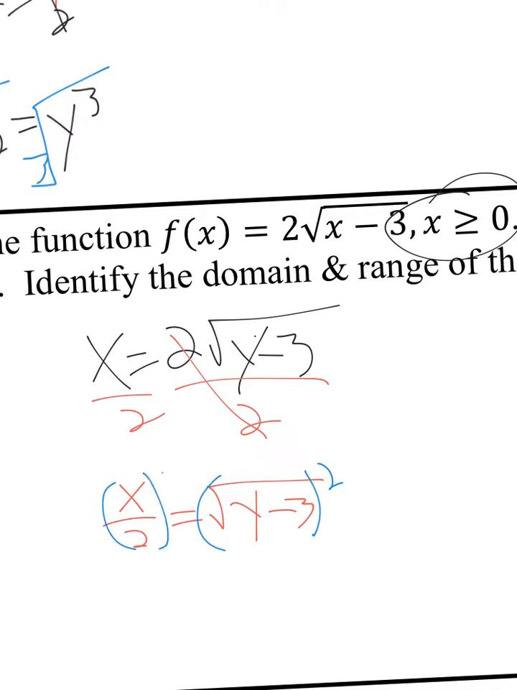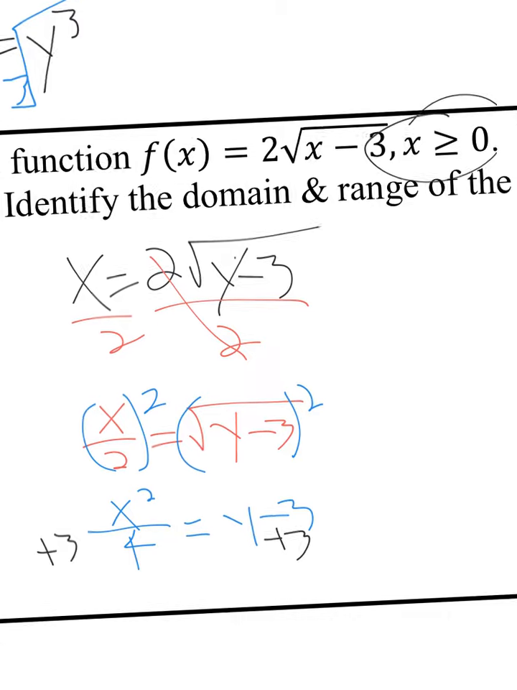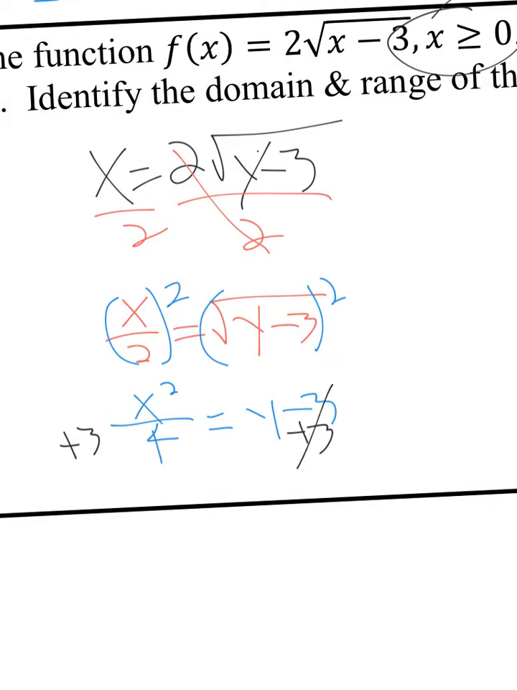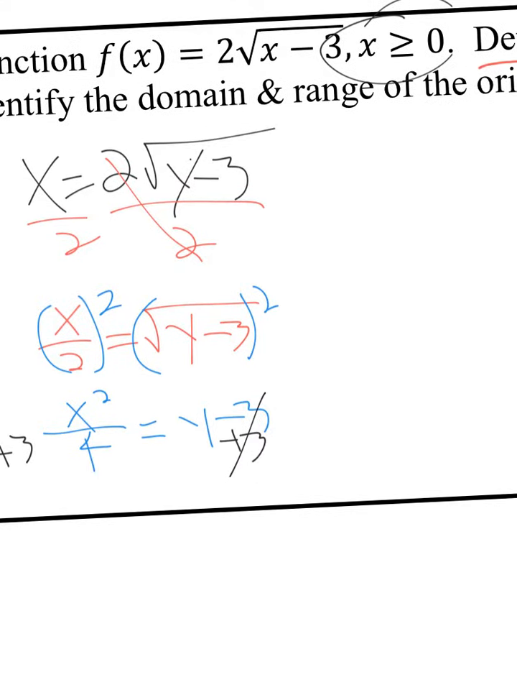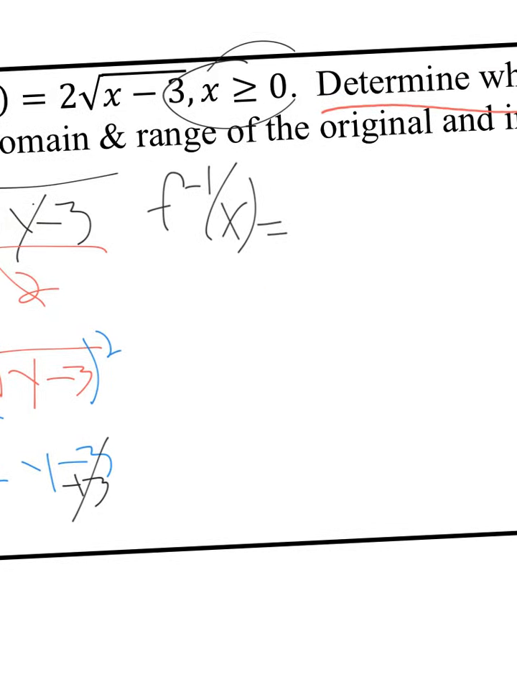So now I have to get rid of the square root, so I'll square both sides. And squaring both sides gives me x squared over 4, because x squared and then 2 squared. So x squared over 4 equals y minus 3. So now I can add 3 to the other side, and I get my final answer as f to the negative 1 of x equals x squared over 4 plus 3.